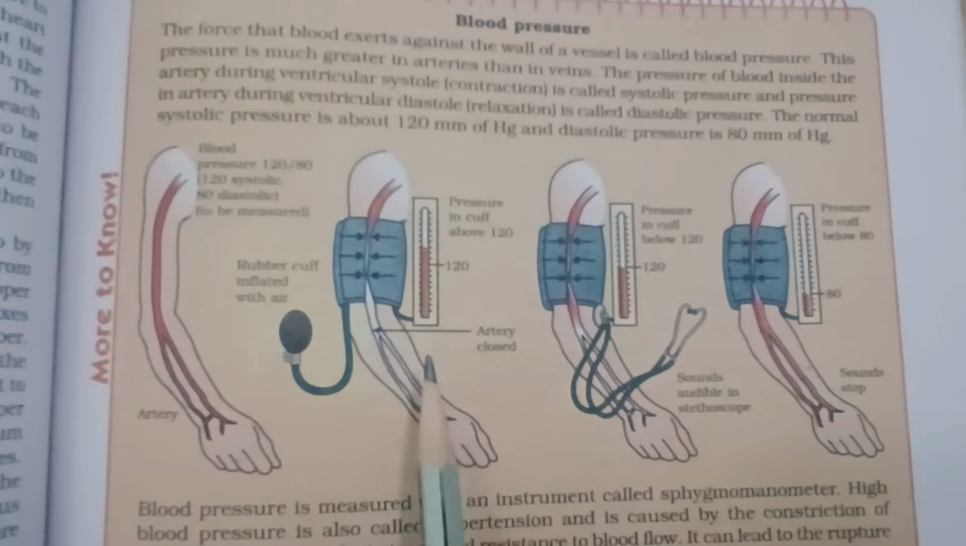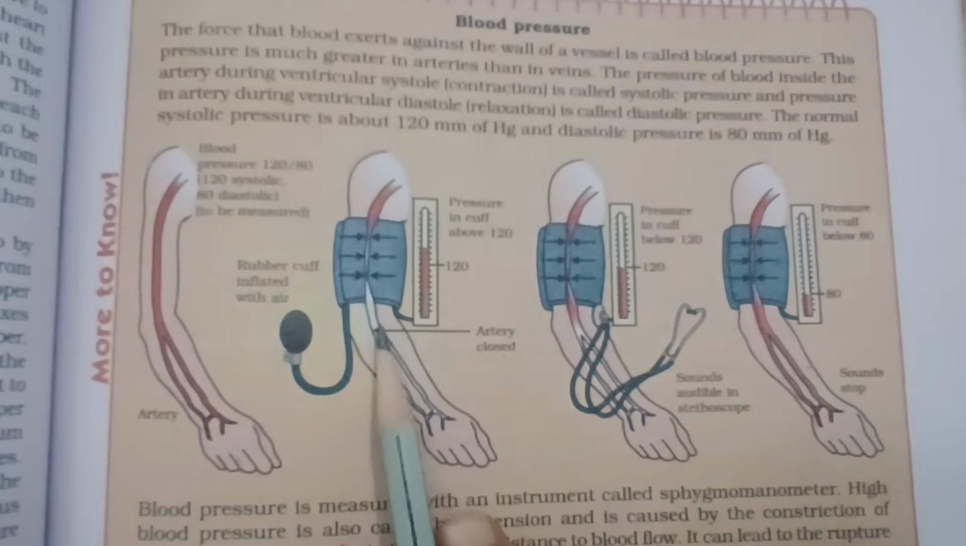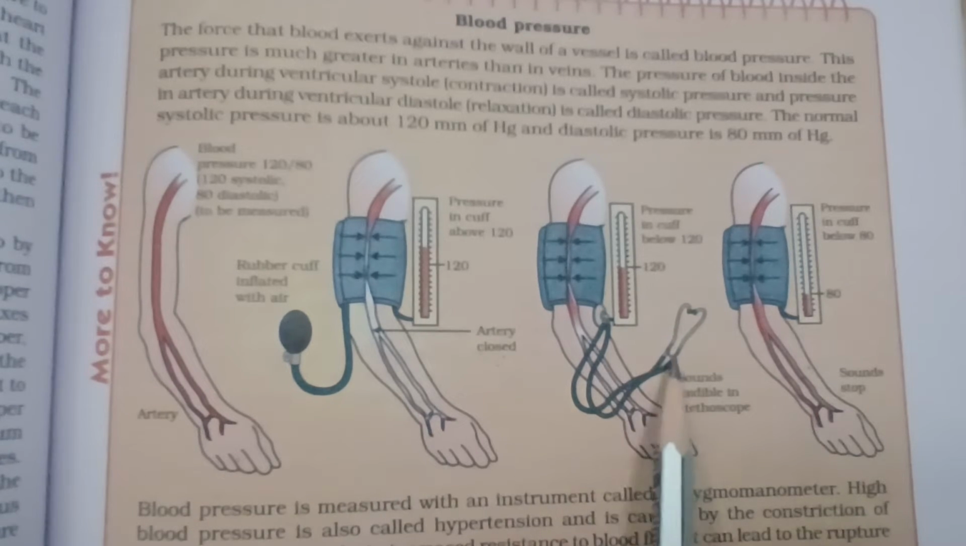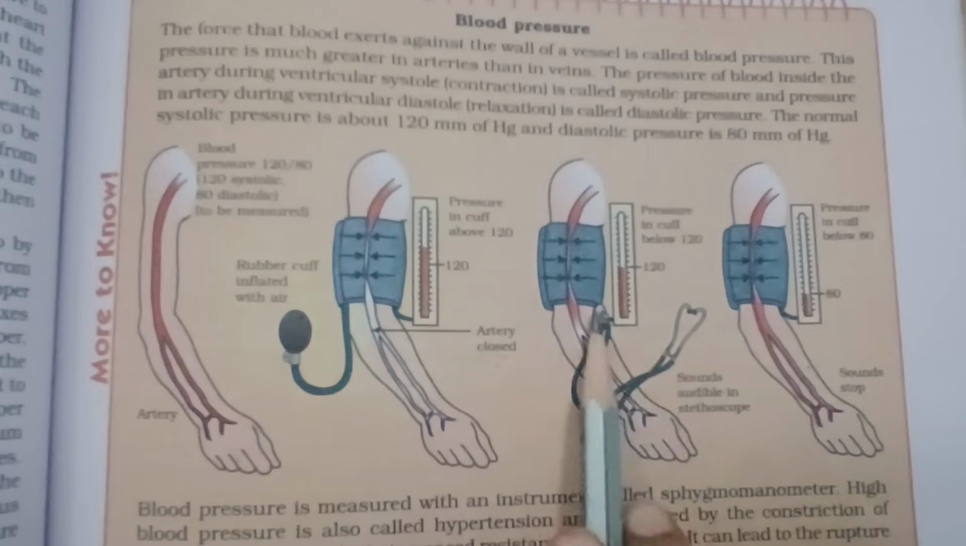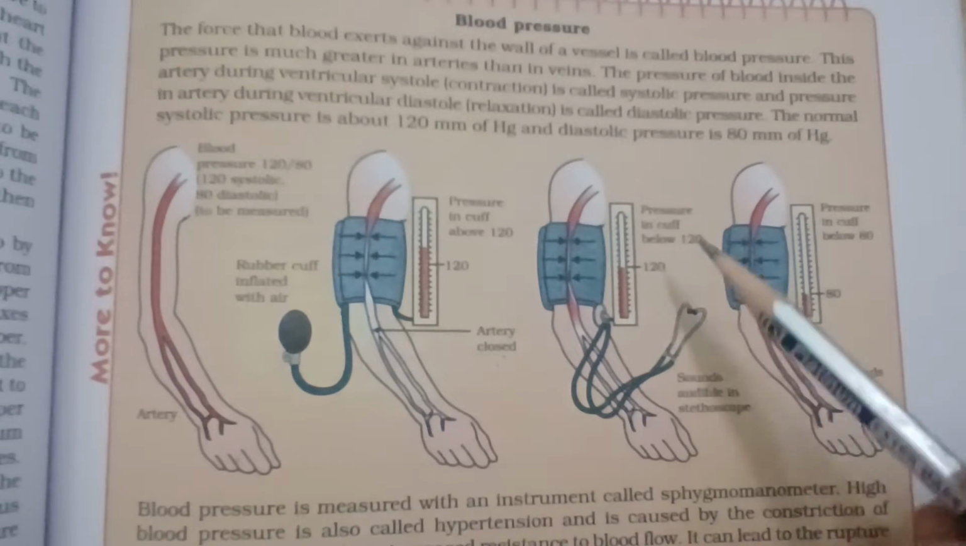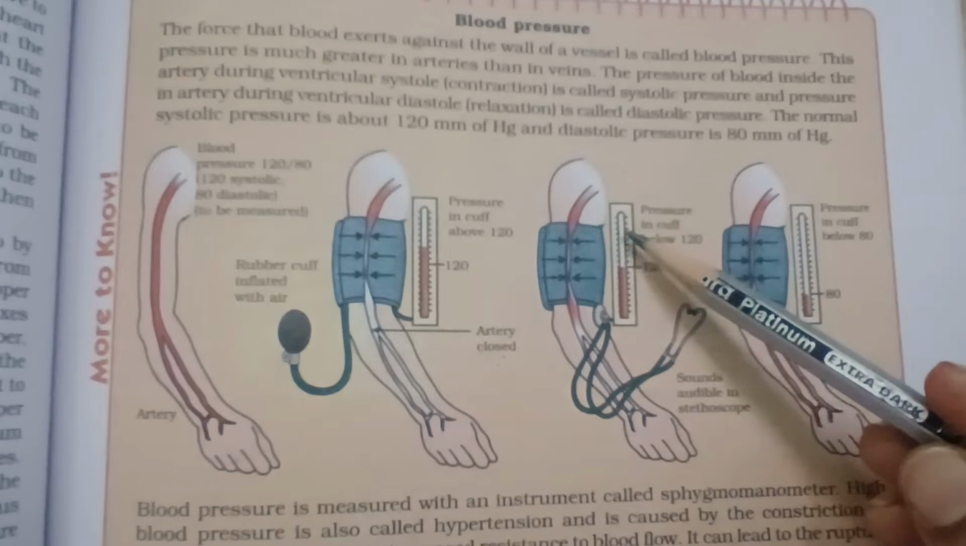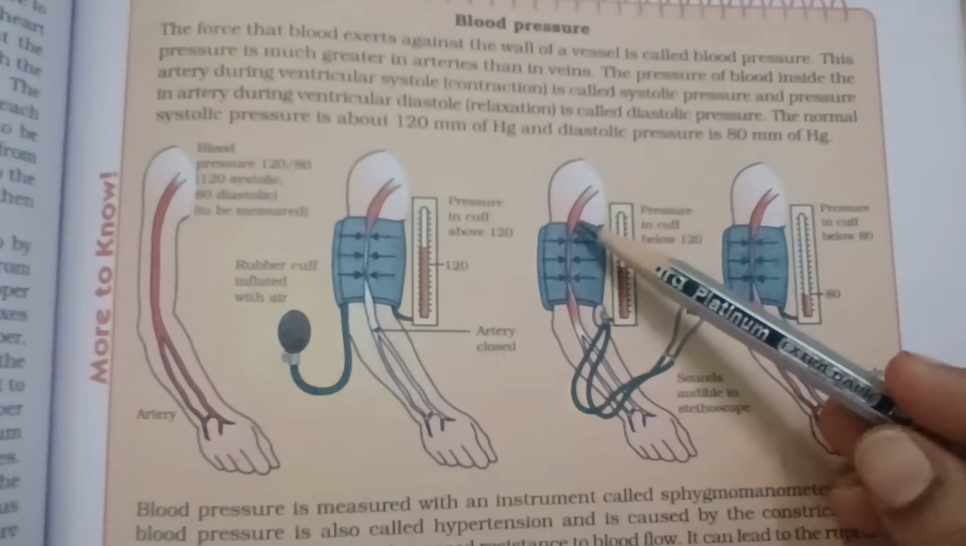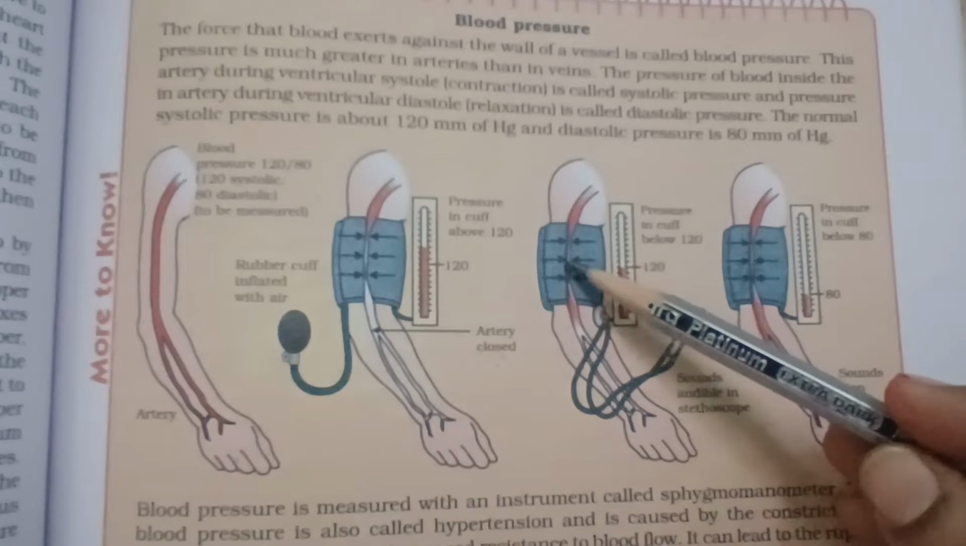Once they stop it, they keep the stethoscope in their ears, and they will hear the sound. Slowly they will release the pressure. Once it is released, the flow of the blood will start, right?